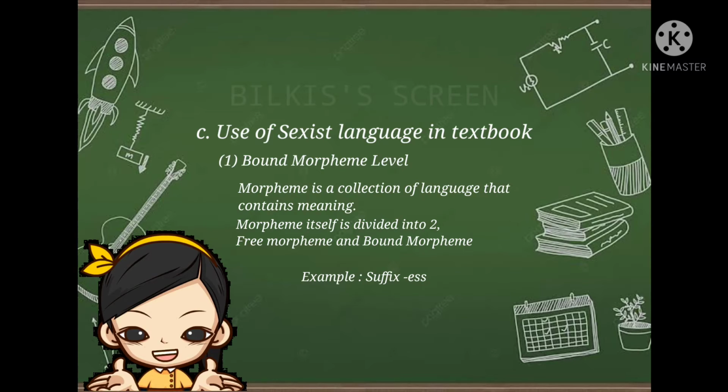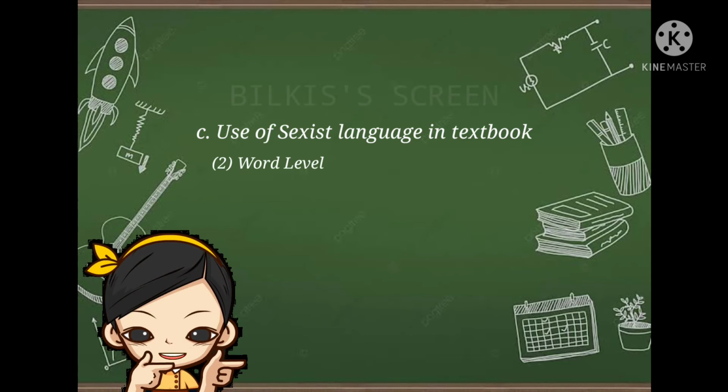This shows that the basic words in the language refer more to men. The second level is word level. There are 5 classifications. The first is man as a single word.